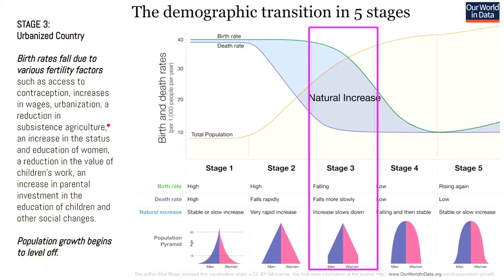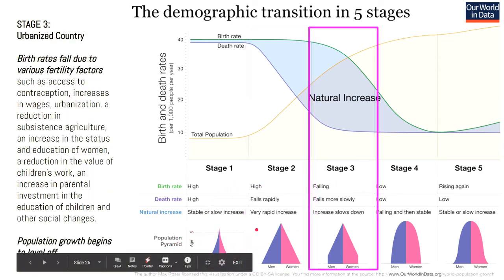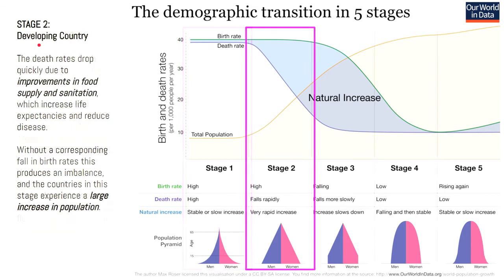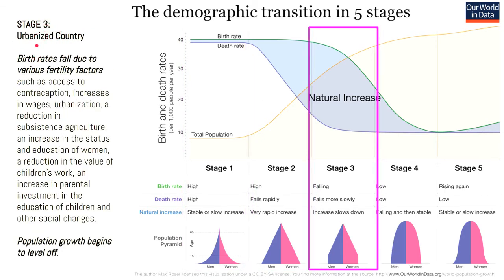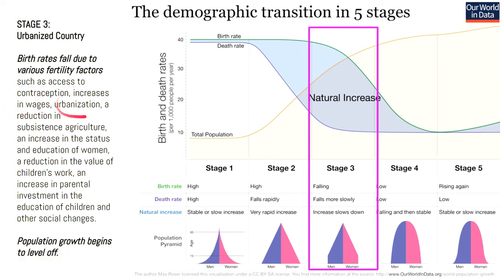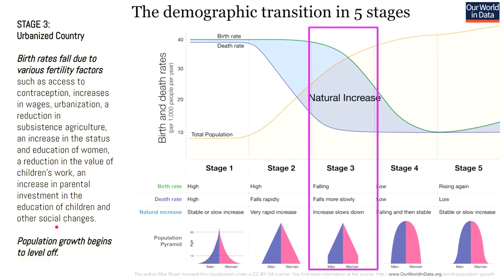Then stage 3. These are all what the countries are going through. So the Philippines might have started here, and then we are slowly moving through the stages. So now this is the next stage, stage 3, urbanized countries. You can see from pre-industrial to developing, now urbanized, more and more cities. Birth rates fall due to various fertility factors. So there's now a decrease in birth rate, with fewer children per couple, due to access to contraception, increase in wages, urbanization, increase in status and education of women, with female empowerment, reduction in the value of children's work, and increase in parental investment in the education of children. So more and more people are seeing the value of education, so they're having fewer children so that they can send them to school.